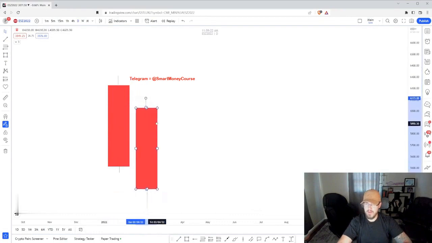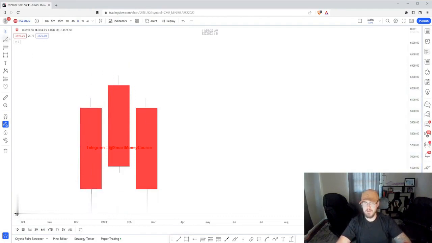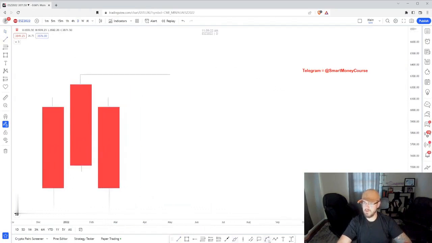So if we have a candle that is this specific formation, where we have one candle in the middle with a high that is higher than the candle on each side of it, that can be considered a high.